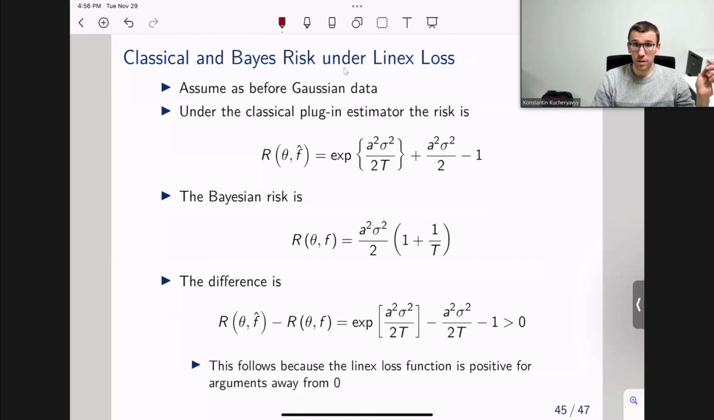And this last example is supposed to illustrate that the Bayesian approach always dominates a classical approach if we are comparing a Bayesian approach under some prior and the classical approach, say a two-step plugin estimator. So we continue considering the Linex loss, the same example as a few slides back. So we have Gaussian data.